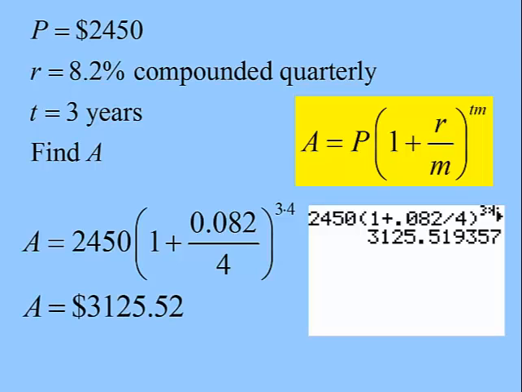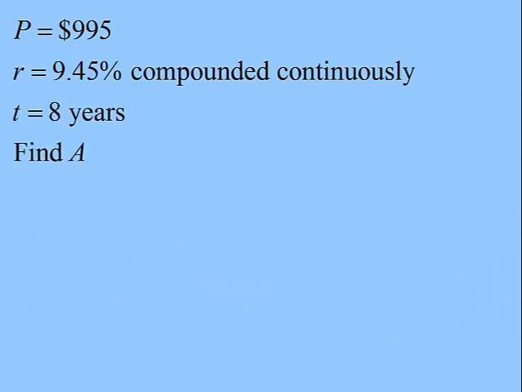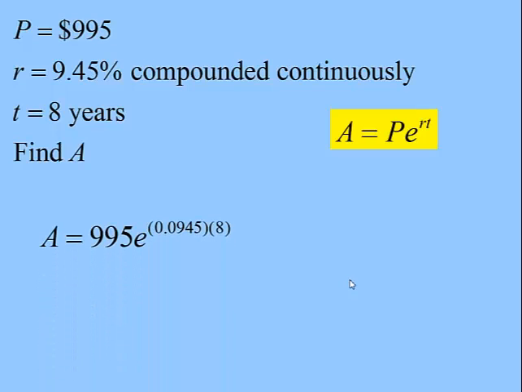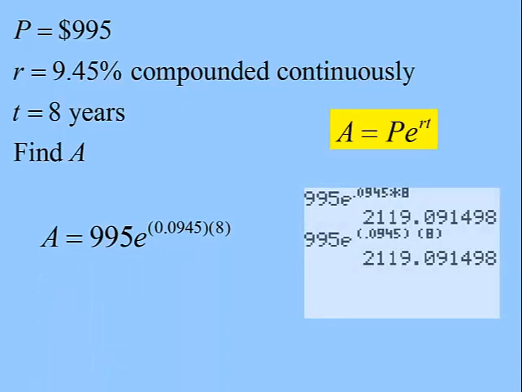So give it a try, see if you can come up with that, typing it on your calculator. The formula in yellow is on your formula sheet. Here's another one. Notice it says compounded continuously. We have to find the formula for continuous compounding. Then plug things in. Type it properly into the calculator.